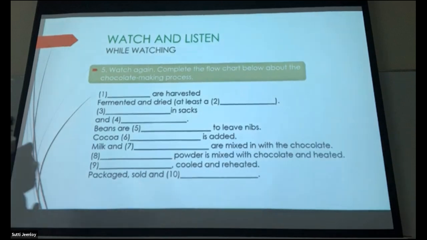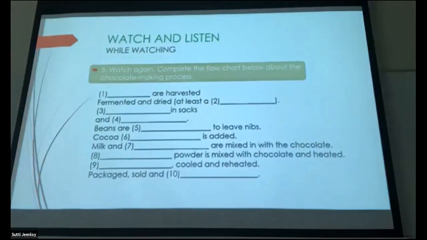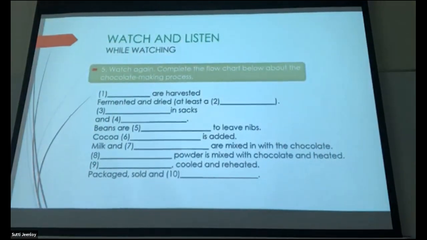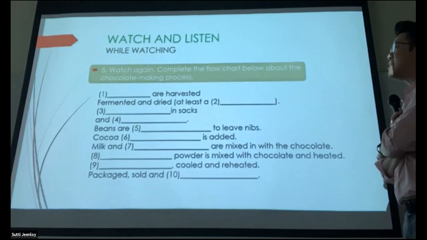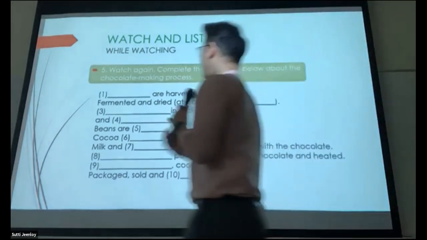Okay, now first is the first one. Beans are harvested, right? Beans are harvested, fermented and dried at least a week, right? To be exact, in the video it says a week or more, right? A week or more, okay, or a week is fine. Three.